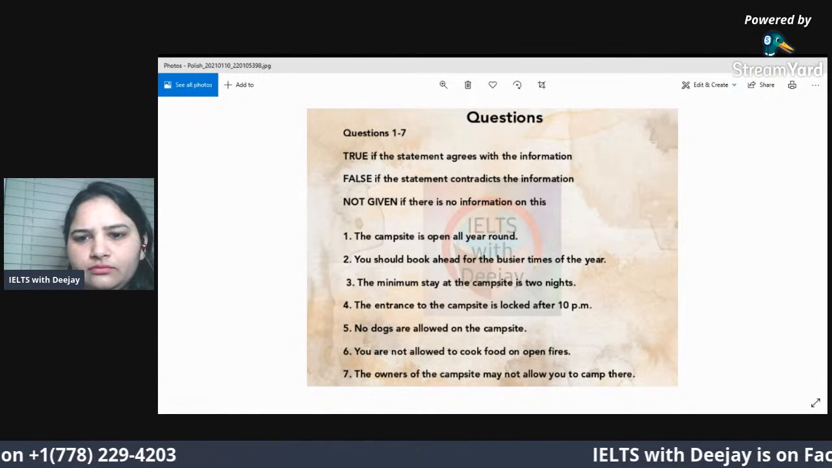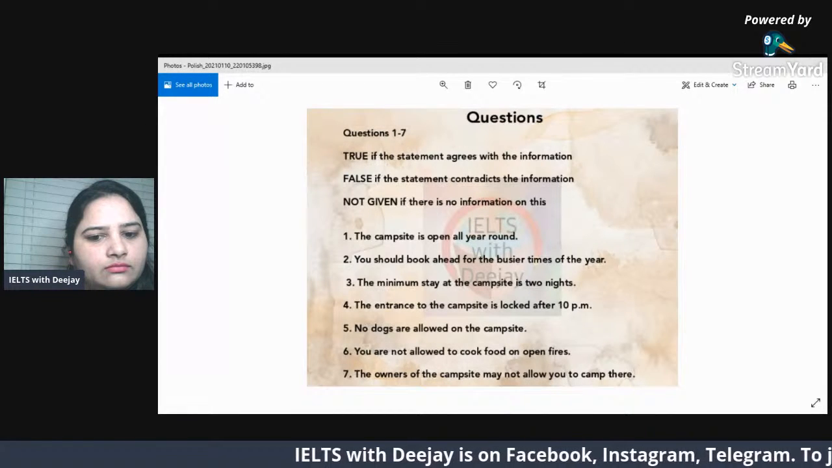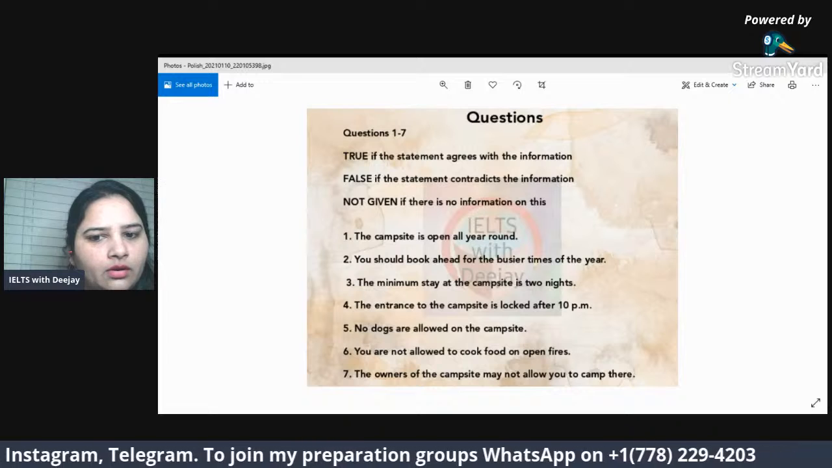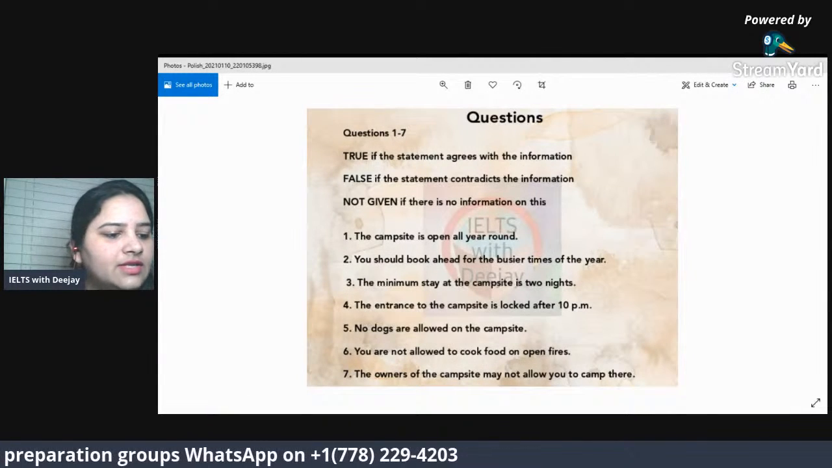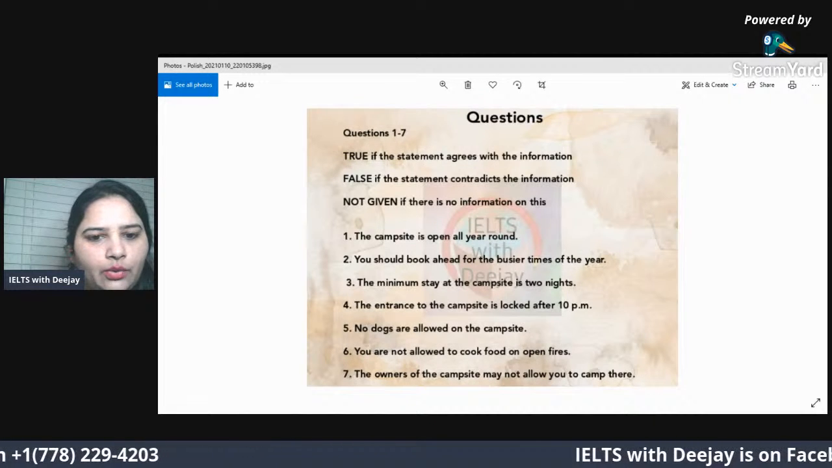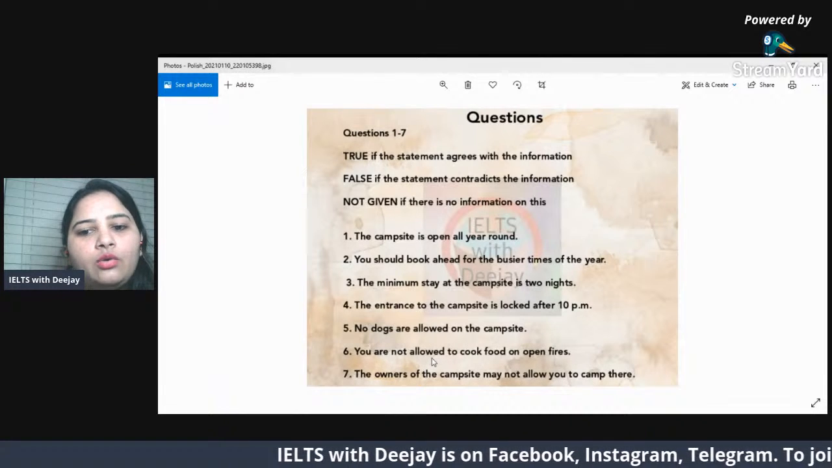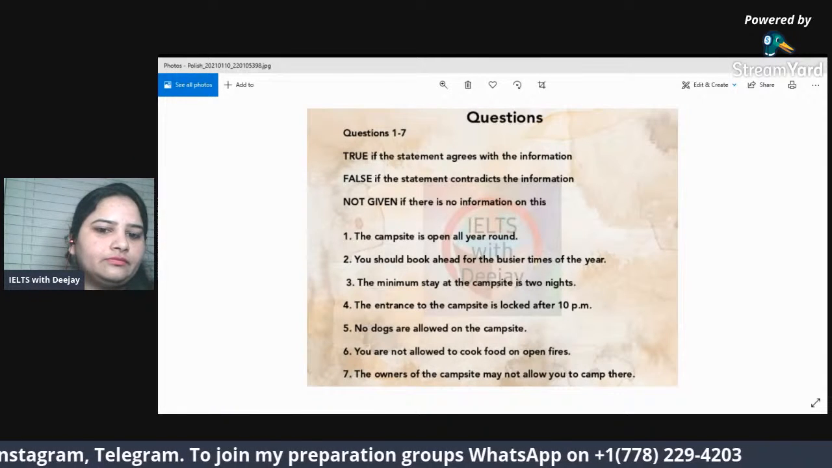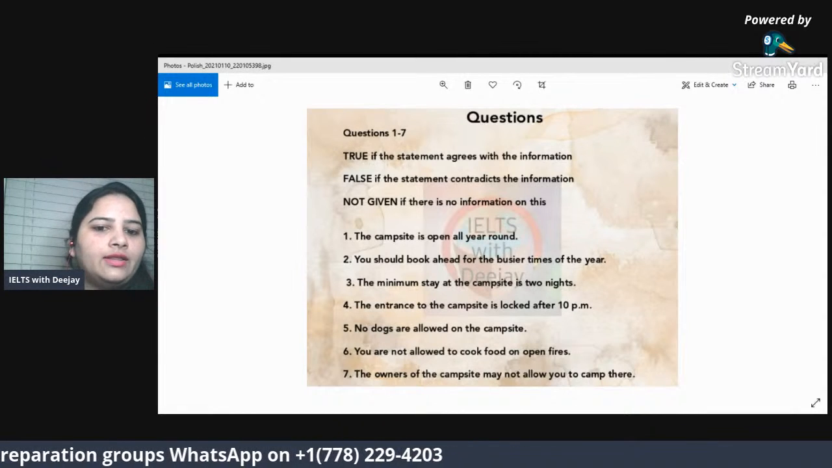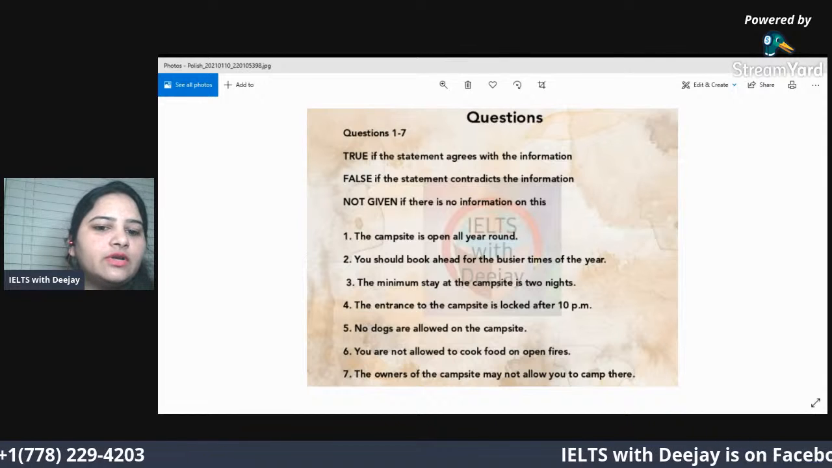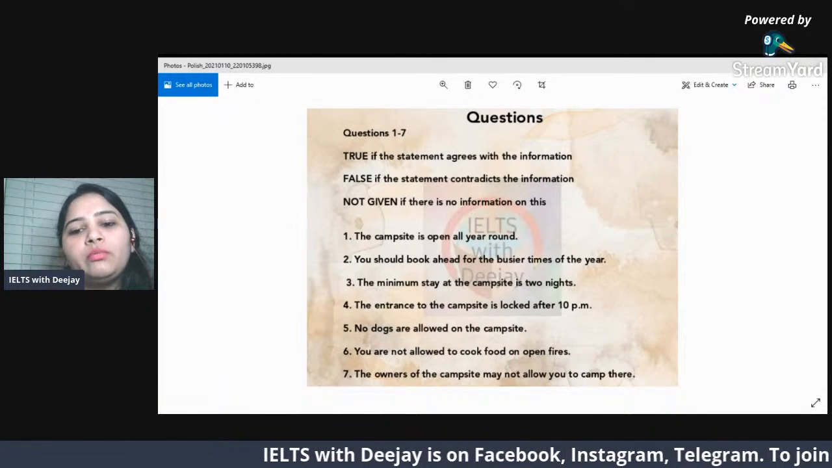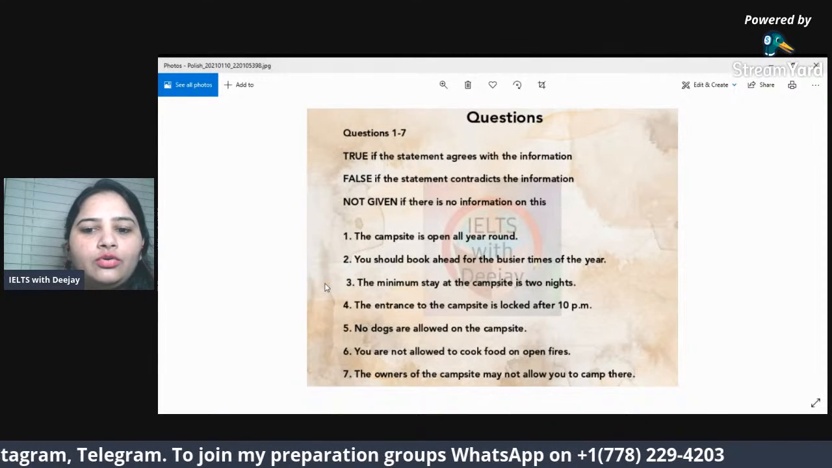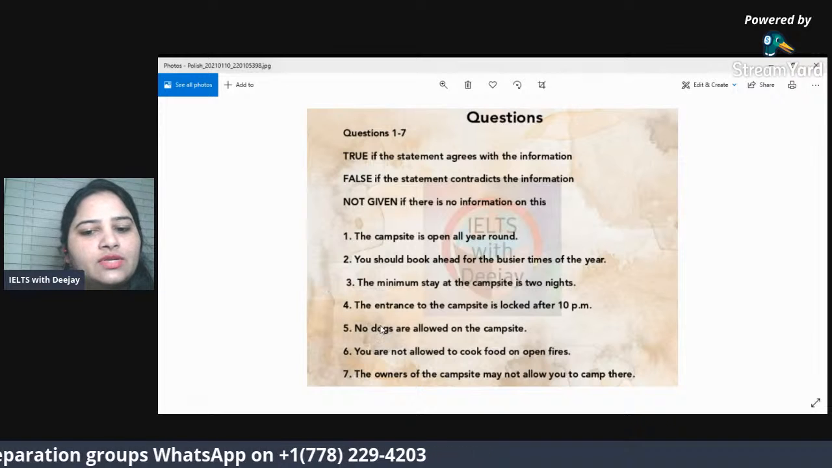Okay. So sixth is not given. They're saying ball games are not allowed. But the question is that the owners of the campsite may not allow you to camp there, that you can't even do camping. And the answer is true actually, because they say the management reserves the right to refuse admittance, that they can't even give you permission to enter. This is what the question is saying, that the management, the owner of the campsite, may not allow you to camp there, that they will not allow you to enter. So this is the reason the answer is true.